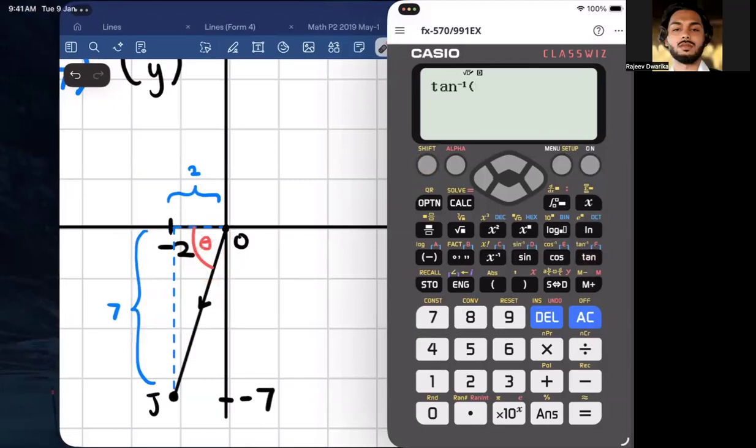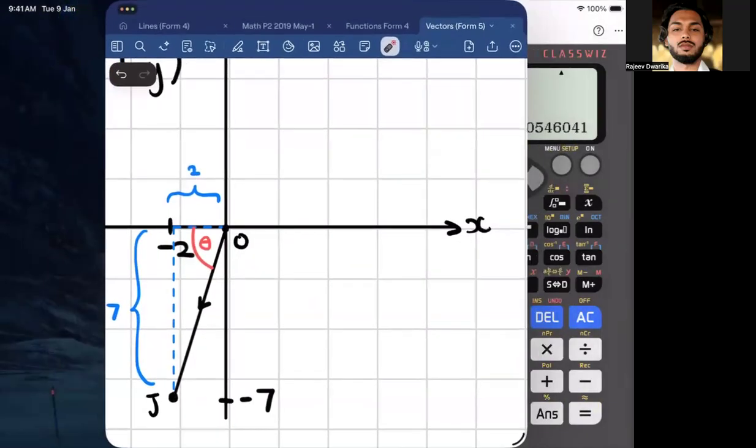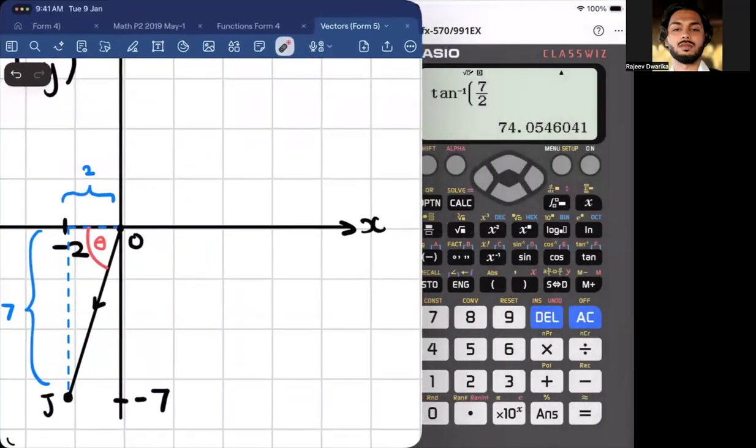Let me see. Tan inverse of 7 over 2. We get 74. That makes sense. Let me know if you're confused. All right, Desron, you got that right? Nice. And Priscilla, you got that as well.